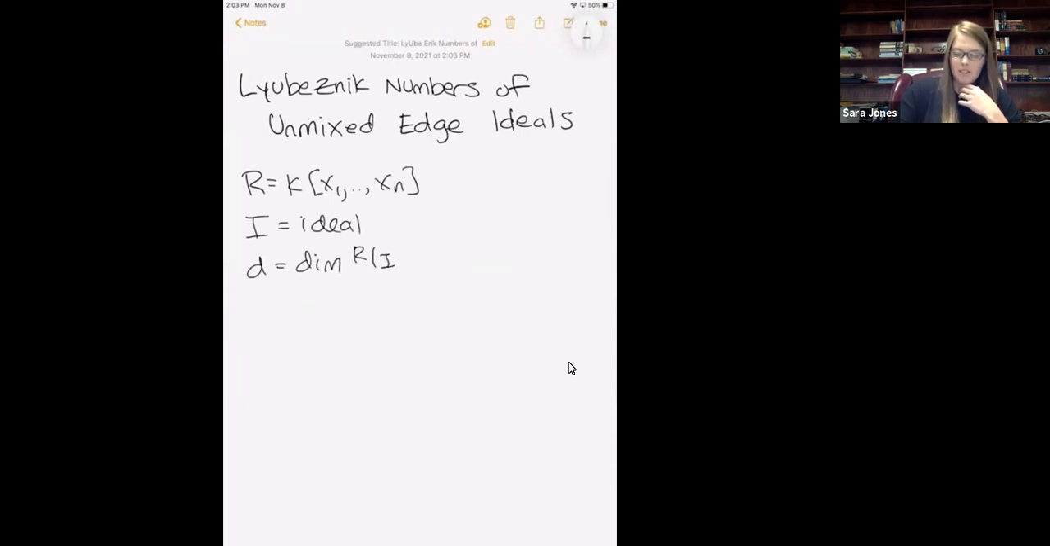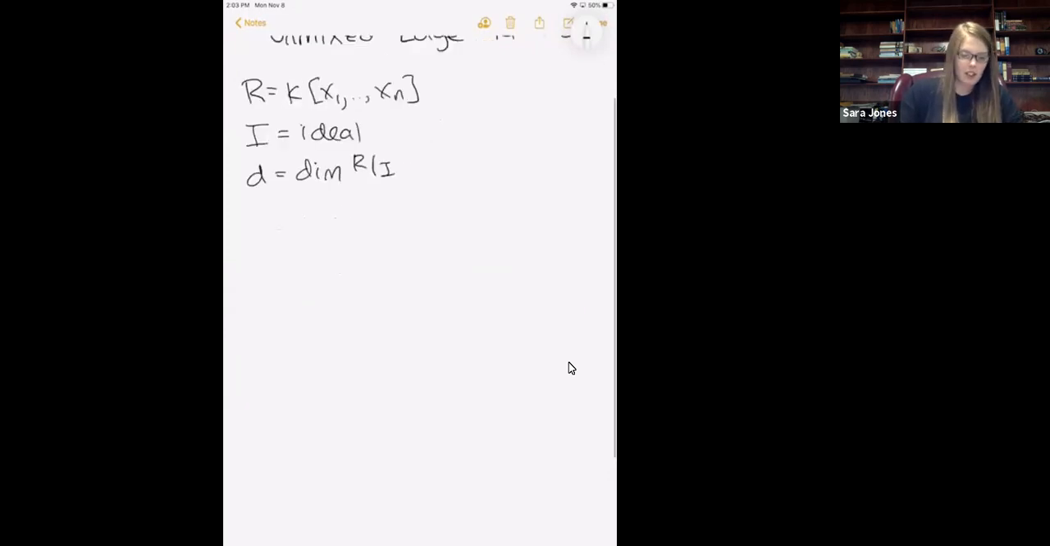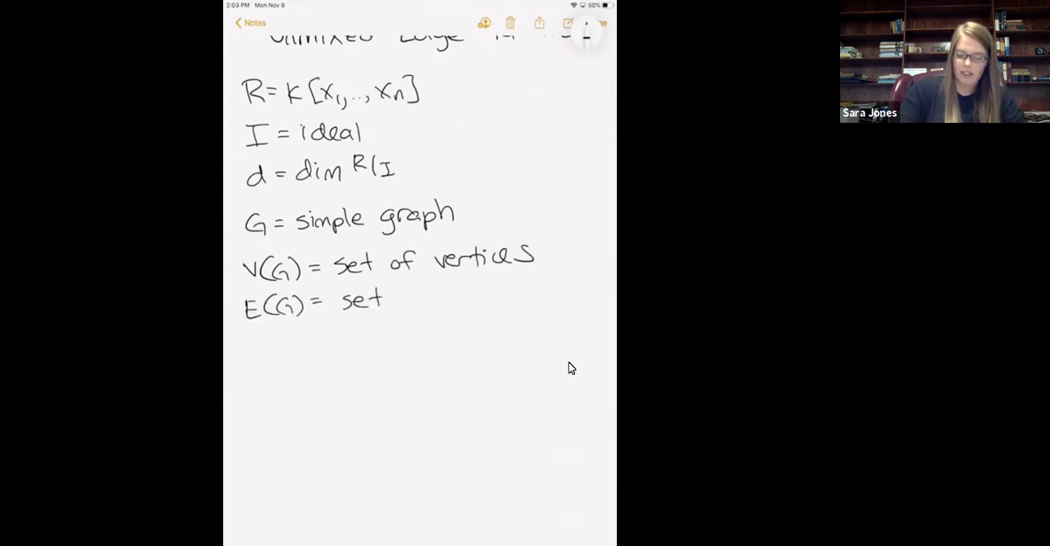Since I'll be zooming in on edge ideals, I'll do a little bit of setup with some graph things. So G will be a simple graph. If you haven't heard it before, a simple graph is a graph with a finite number of vertices, no loops, and at most one edge between any pair of vertices. VG will denote the set of vertices in G, and EG will denote the set of edges.